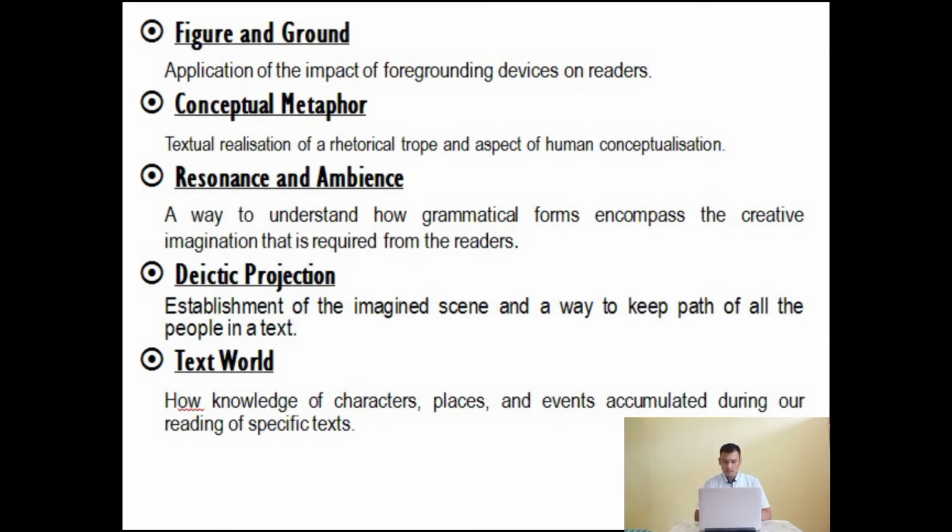The fourth is deictic projection. It is the establishment of the imagined scene and a way to keep track of all people in a text. And the last is text world. It is how knowledge of characters, places and events is accumulated during our reading of specific texts.